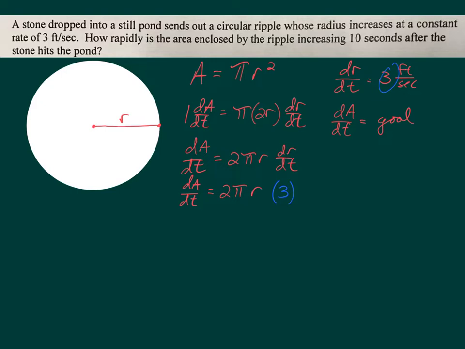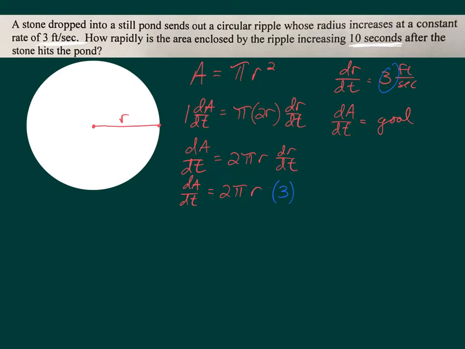And now you can see we have a problem. We're trying to find dA dt, that's fine. 2 pi is a constant. We're able to substitute 3 in for dr dt. But r, we have no idea what r is. It doesn't say here the radius is anything. But what we do know is that the rate that the radius is increasing is 3 feet per second. And we know that it has been increasing for 10 seconds.